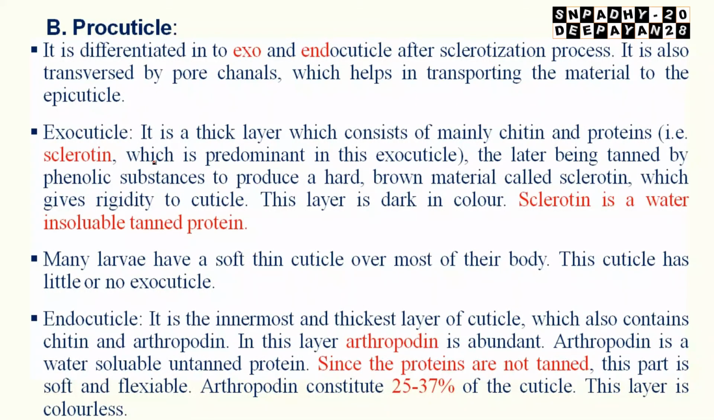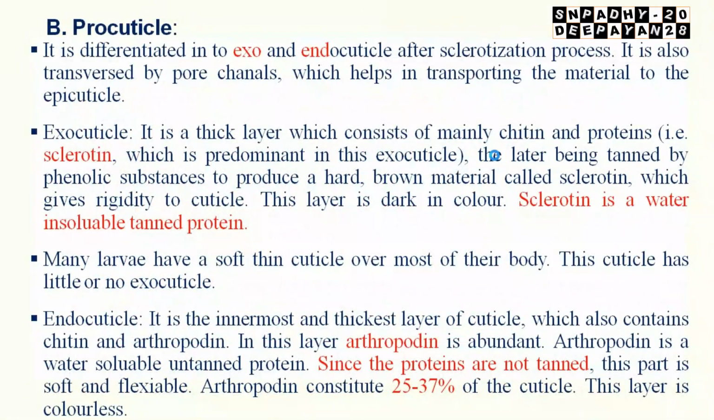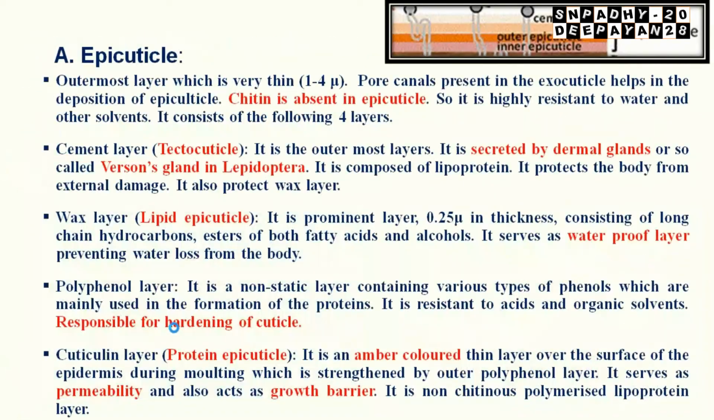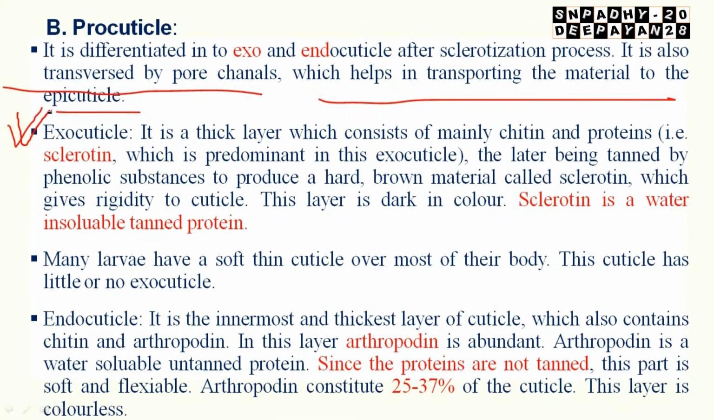Then come to procuticle. As in the picture you know, this procuticle is again divided into two more layers, exo and endocuticle. Outer is exo, inner is endocuticle. No need of telling those things, which are traversed by pore canals which help in transporting the material to the epicuticle. Then first come to this exocuticle. It is a thick layer which mainly consists of chitin and protein. Okay, chitin is present in case of this procuticle but absent in case of epicuticle.